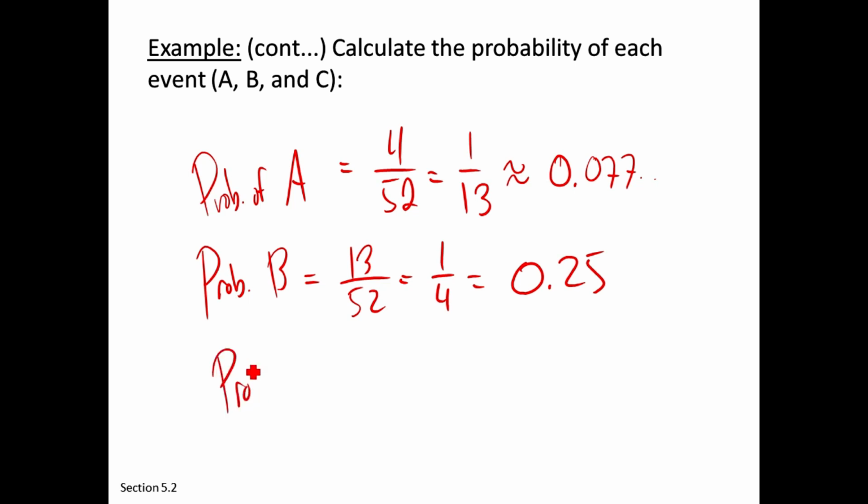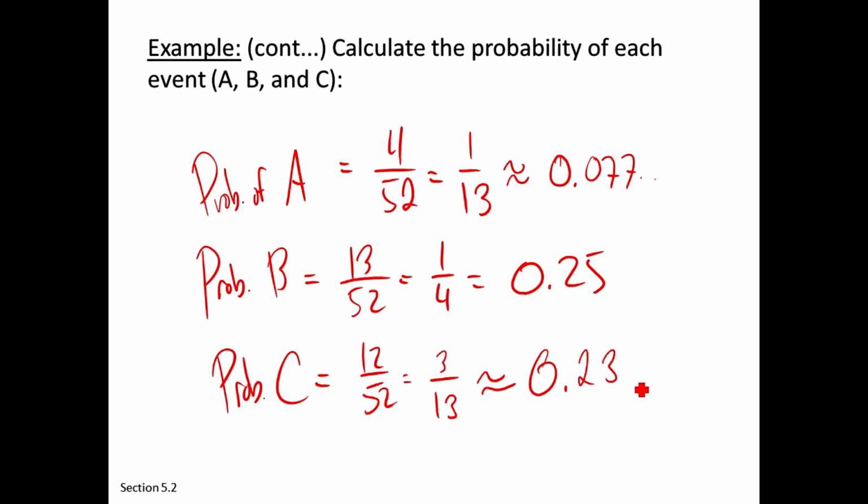And then what would be the probability of C? Well, there was 12 ways to do it out of 52. That reduces to 3 out of 13, I think, which would be approximately what? 0.231. Okay. Makes sense. Basic probability, not too bad. How many ways can it happen divided by the possibilities?